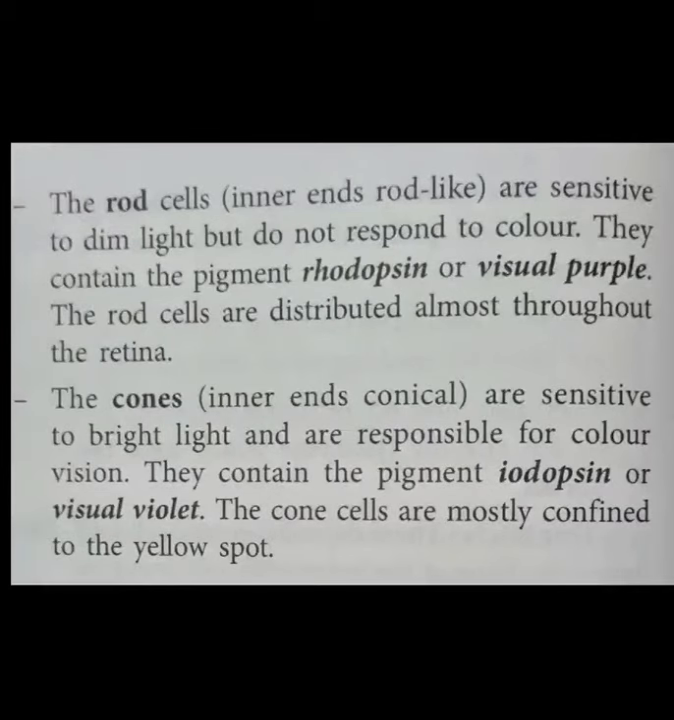The pigment which is present in cones is iodopsin pigment, or the other name is visual violet pigment, whereas the pigment which is present in rods is rhodopsin pigment or visual purple pigment. Rods are distributed throughout the retina, but cones are restricted at one place, and the place where they are restricted is the yellow spot, the area of best vision.